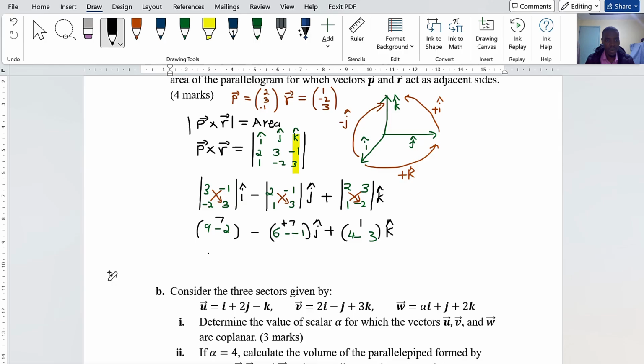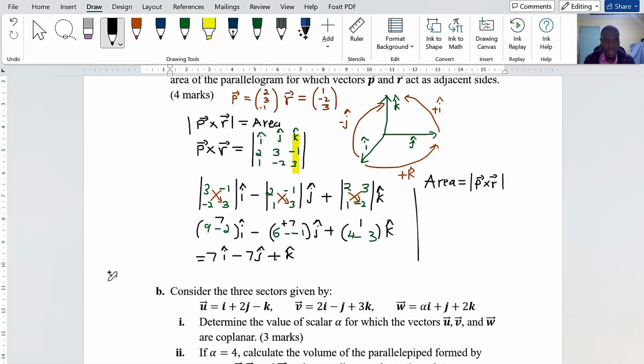So what do we have? We have 7i, I forgot to put i here, then minus 6 minus 1 is still 7, but now J, then plus 4 minus 3 is 1, which is just K. So this is the cross product of vector P and vector R. Now, area of the parallelogram formed, we will say, is the same as the magnitude of P cross R, which we now know.